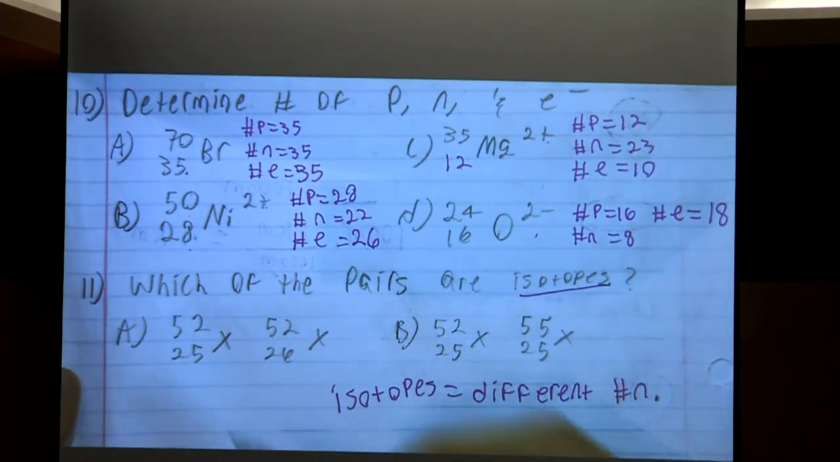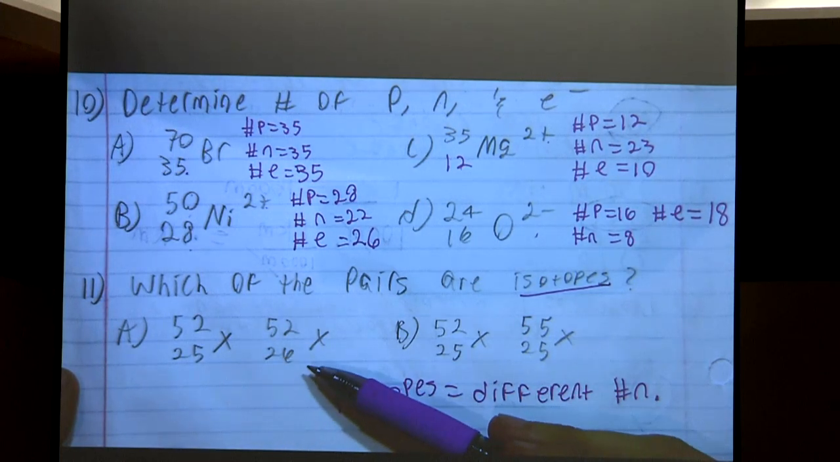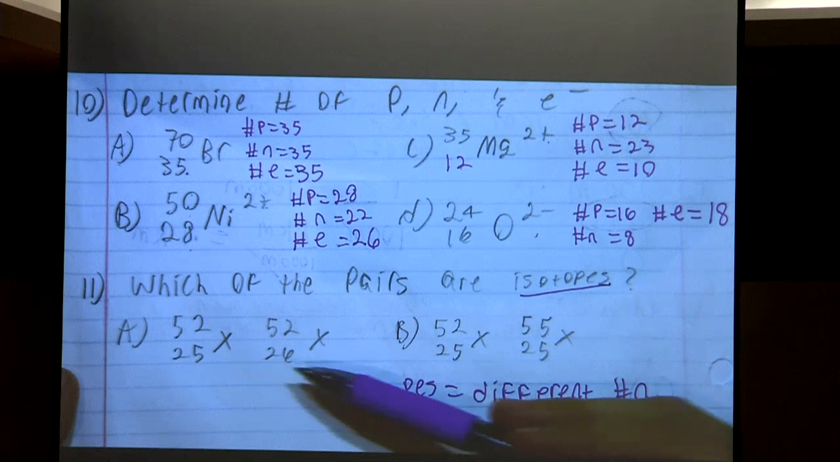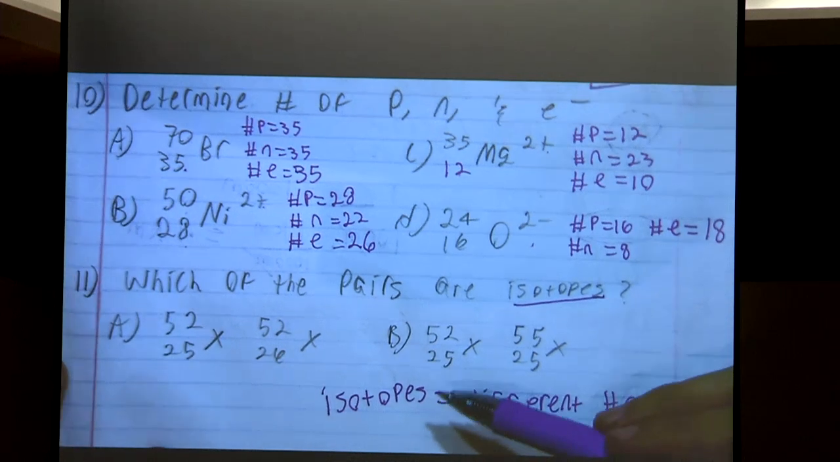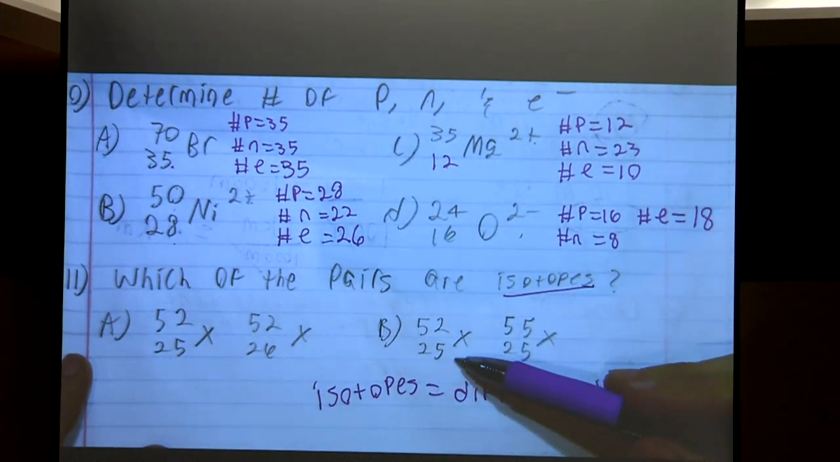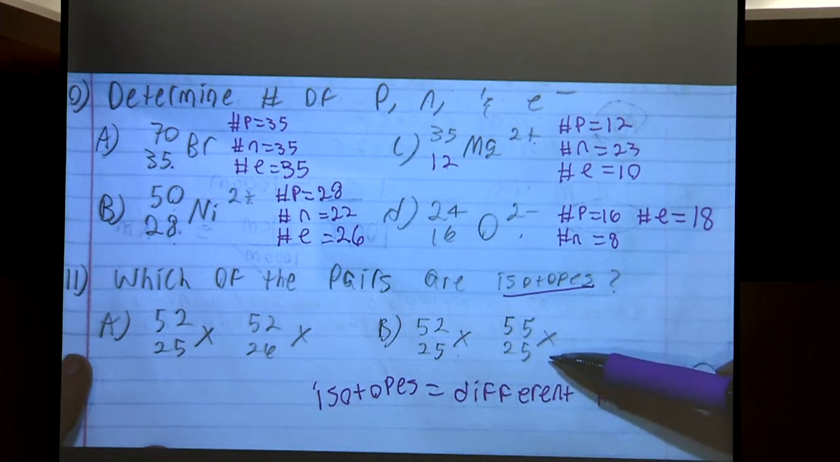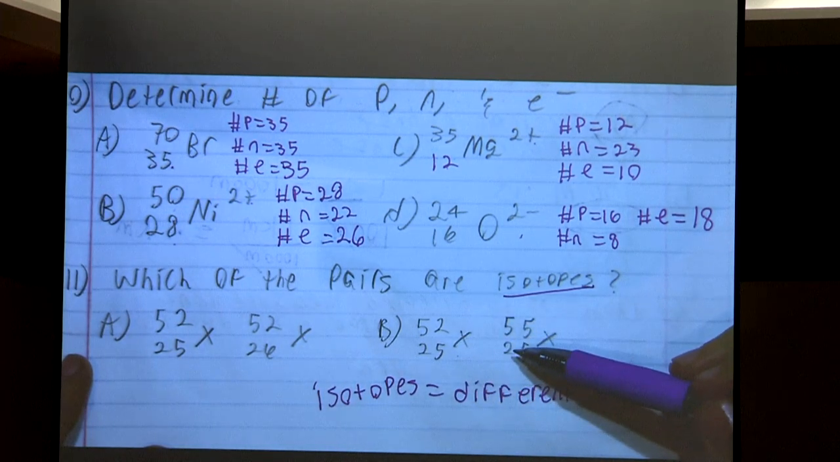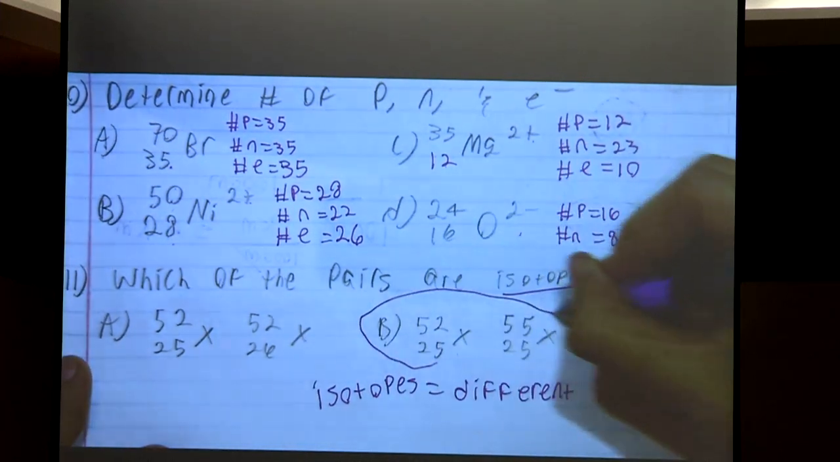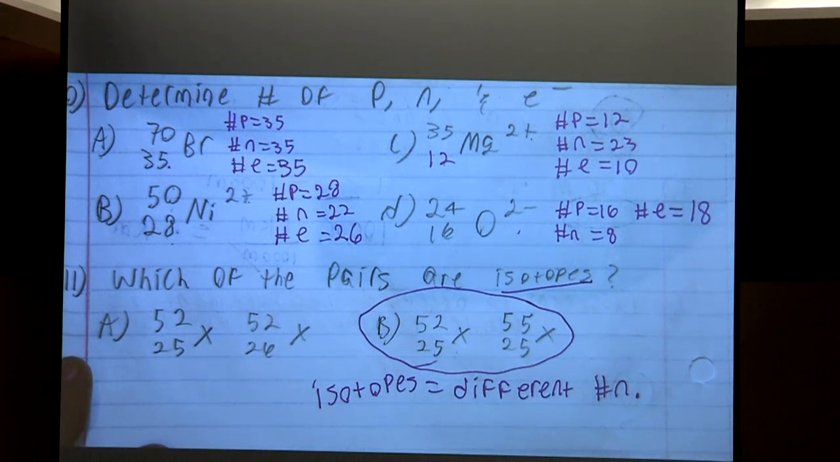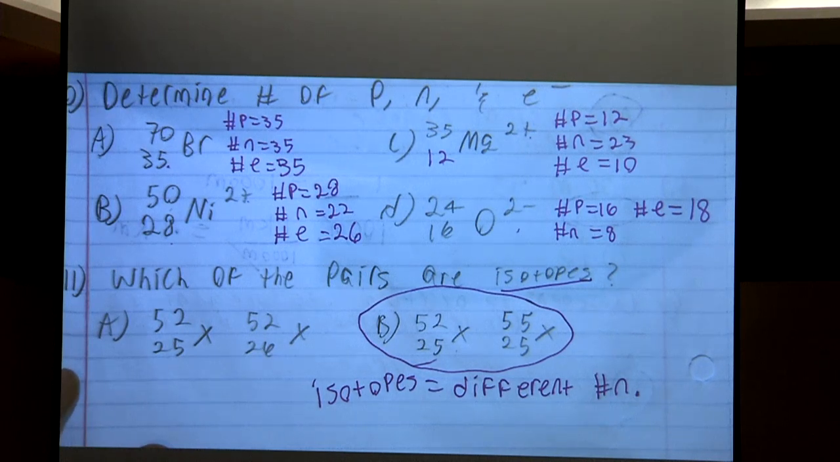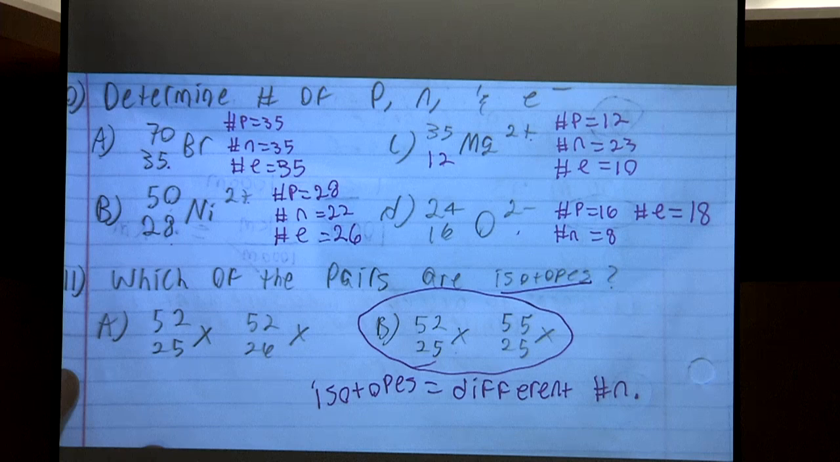So 25 and 26 mean that these two elements are actually different, so they can't be isotopes. So that means that answer B is correct because they both have the same number of protons. Remember, that's the atomic number. So they're the same element, but they've got different numbers of neutrons because they have different top numbers. So B is indeed your answer. Okay, any questions on isotopes? This means different number of neutrons.